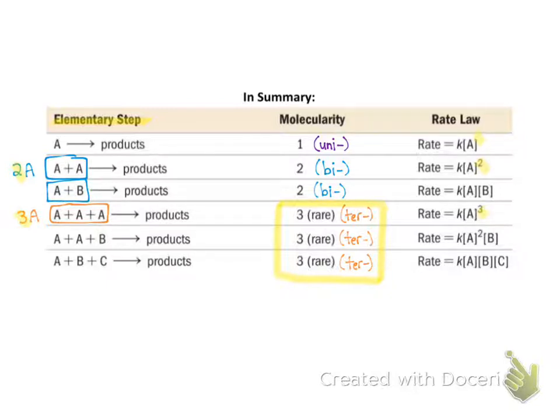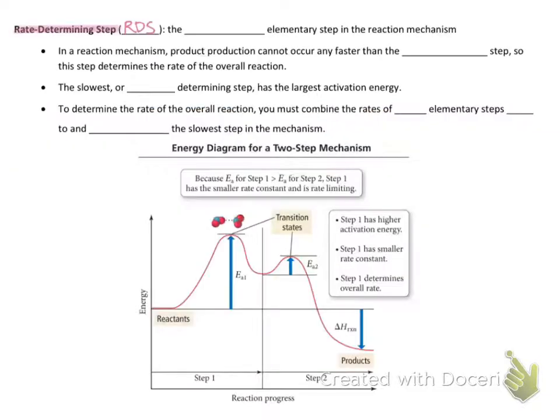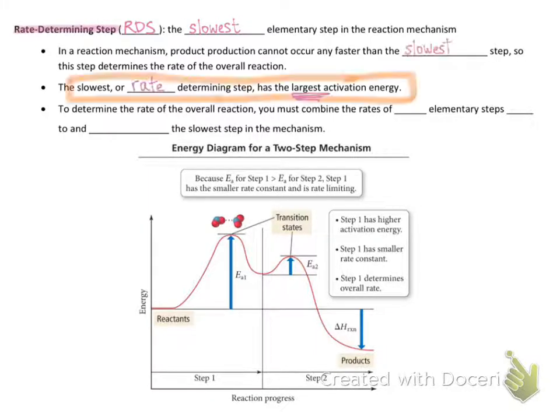Okay, now let's take a look at how you can use the rate laws of the individual elementary steps to predict the rate law for the overall reaction. In a reaction mechanism, you will have different steps, and each step will be at different speed. One of those is going to be the slowest, and that slowest elementary step is called the rate determining step, because it's the one that slows down the whole reaction. That's because product production cannot occur any faster than the slowest step.